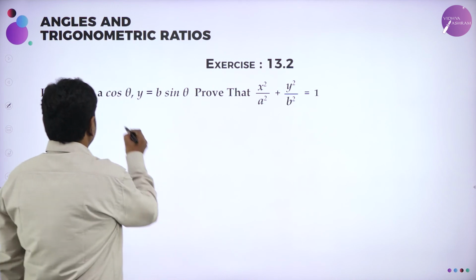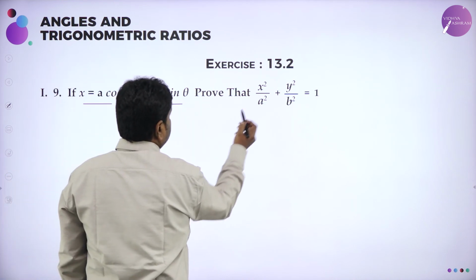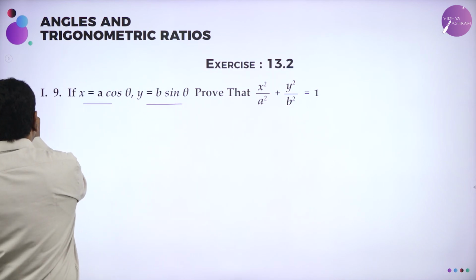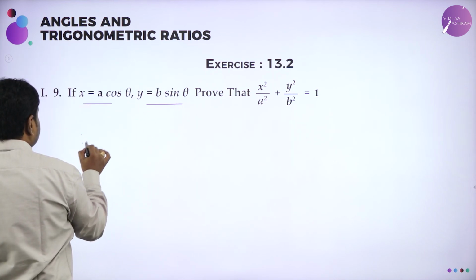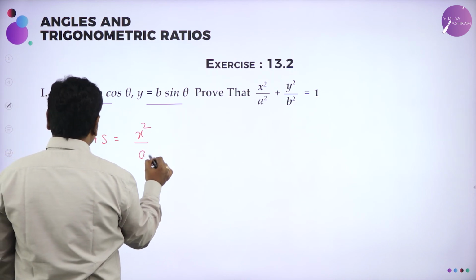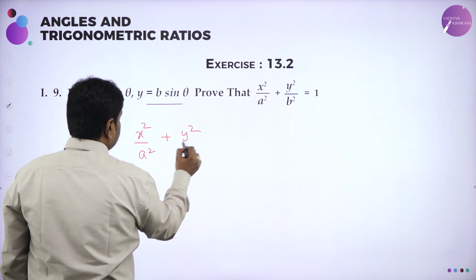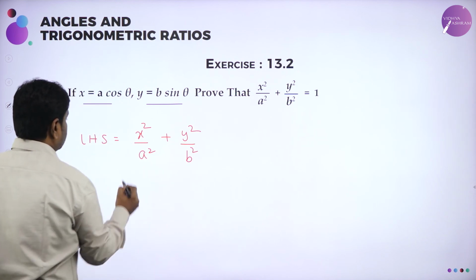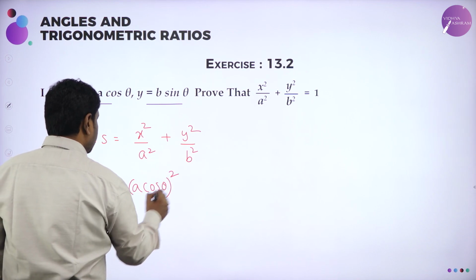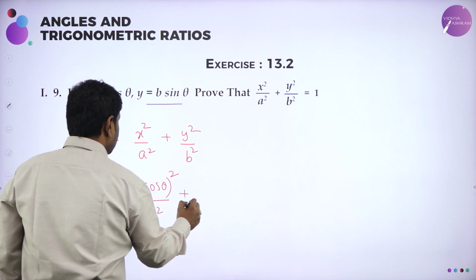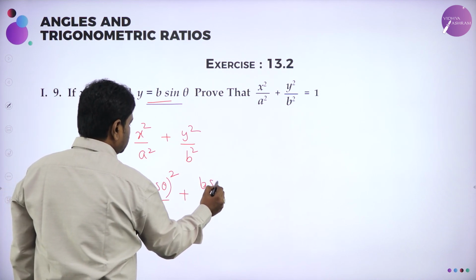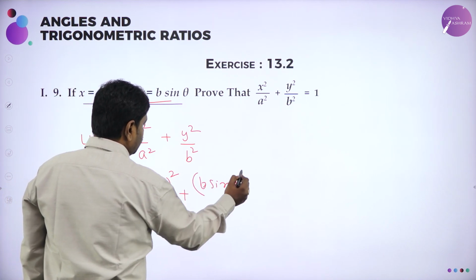So, next. X is a cos theta, y is b sin theta. They want you to prove x square by a square plus y square by b square equal to what? 1. As usual, take LHS. So let me consider LHS. What is LHS? X square by a square plus y square by b square. So now what is x? X is a cos theta the whole square by a square, plus what is y square? What is y they gave? B sin theta. So b sin theta the whole square by b square.